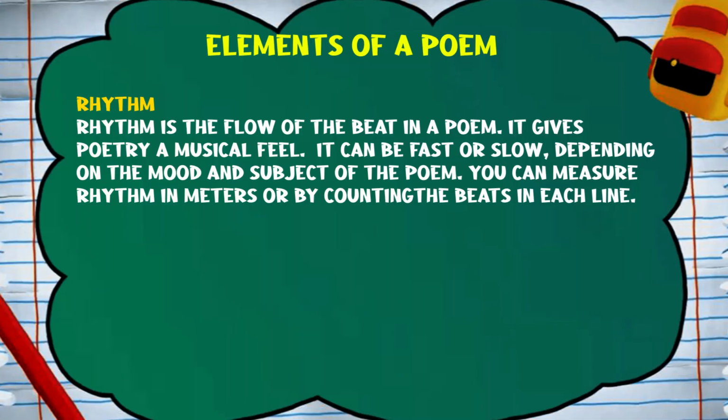Now, like stories, the poem has various elements. Those are rhythm, and the rhythm is the flow of the beat in a poem. It gives a poem a musical feel. It can be fast or it can be slow, depending on the mood and subject of the poem. You can measure rhythm in meters or by counting the beats in each line.